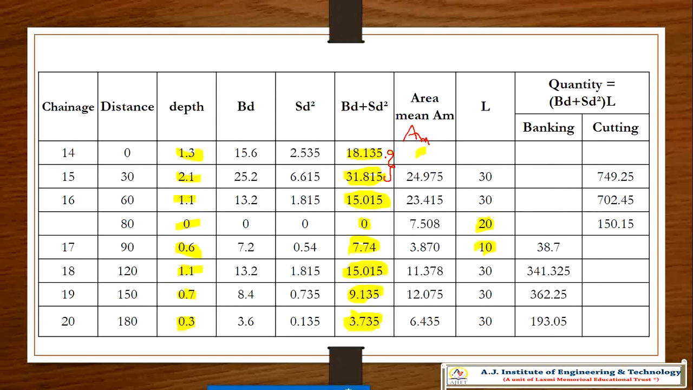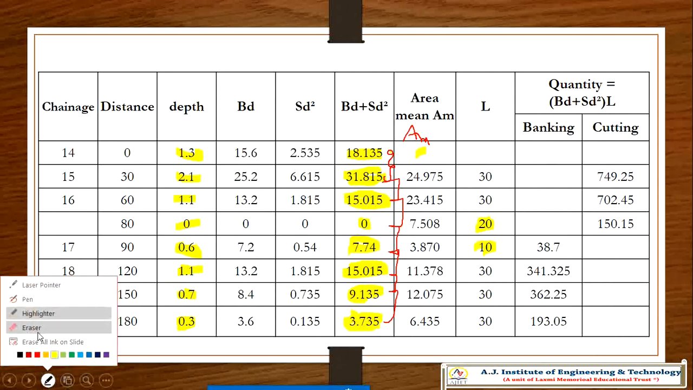That is, section 1 plus section 2, that is your tonnage 14 plus tonnage 15 divided by 2. You will get the answer of this. Again the same thing, this is the answer of this. Again the same. So this is the mean area method, AM. We are just calculating the mean area method. There is no heavy calculation, just simple calculation. Do not worry.